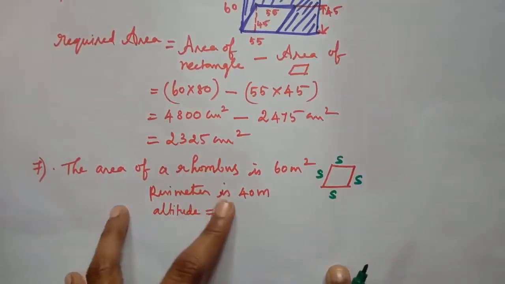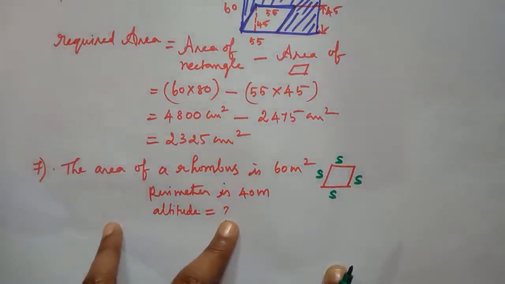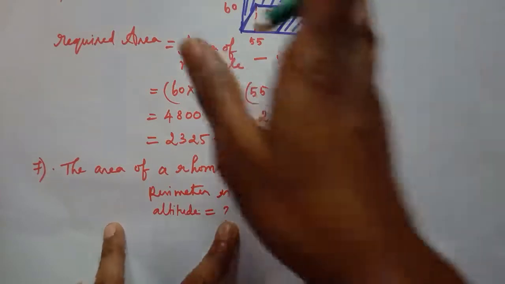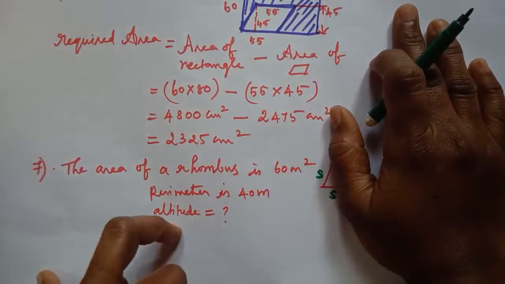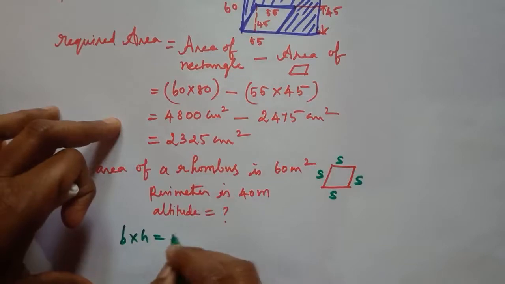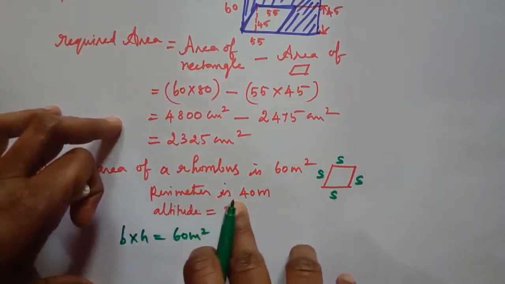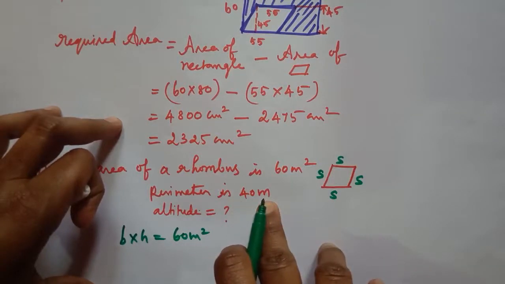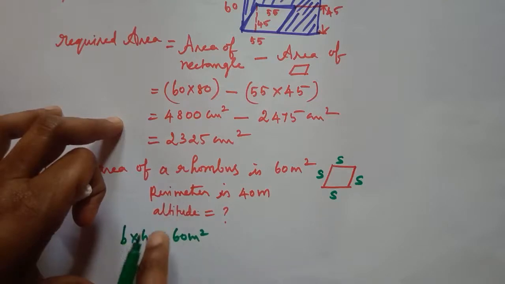Here the area of a rhombus is 60 meters squared, perimeter is 40 meter, altitude is equal to what? Students, listen, area of rhombus is 60 meters squared, and a rhombus is also a parallelogram. So b into h is equal to 60 meters squared. Then perimeter is given, perimeter is equal to 40 meter. So we have to find base or height. If we find base, then using this we have to find h. h is altitude, altitude means height.